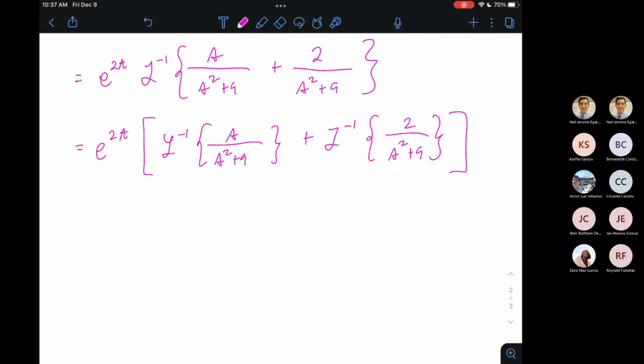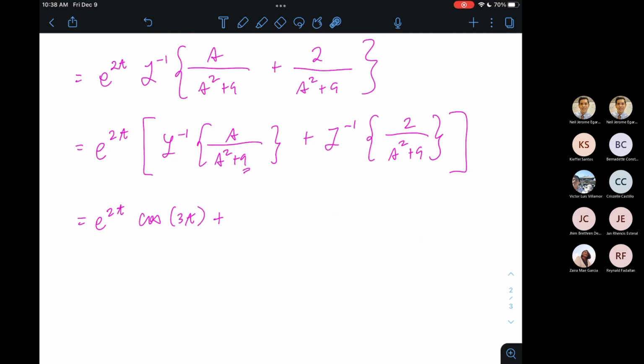So we'll have e to the 2t, inverse Laplace transform ng s over s squared plus 9. Alam ko ito ay cosine. Cosine ng kt. Ang k ay yung square root ng addend sa denominator. So it's cosine 3t. Plus Laplace transform ng 2 over s squared plus 9.